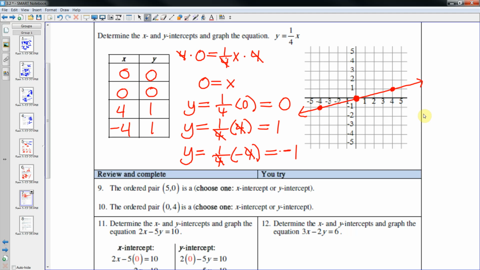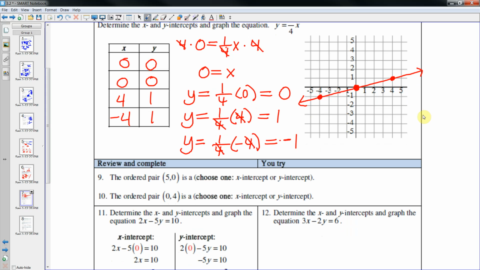Okay, so the ordered pair 5, 0, is that going to be an x-intercept or a y-intercept? Well, think about it. If you were going to graph 5, 0, you'd be going over to 5 and then up 0. That sits on the x-axis, so that's got to be the x-intercept. The ordered pair 0, 4, you're going to be sitting at the origin and then going up 4. That sits on the y-axis, so that's got to be the y-intercept.